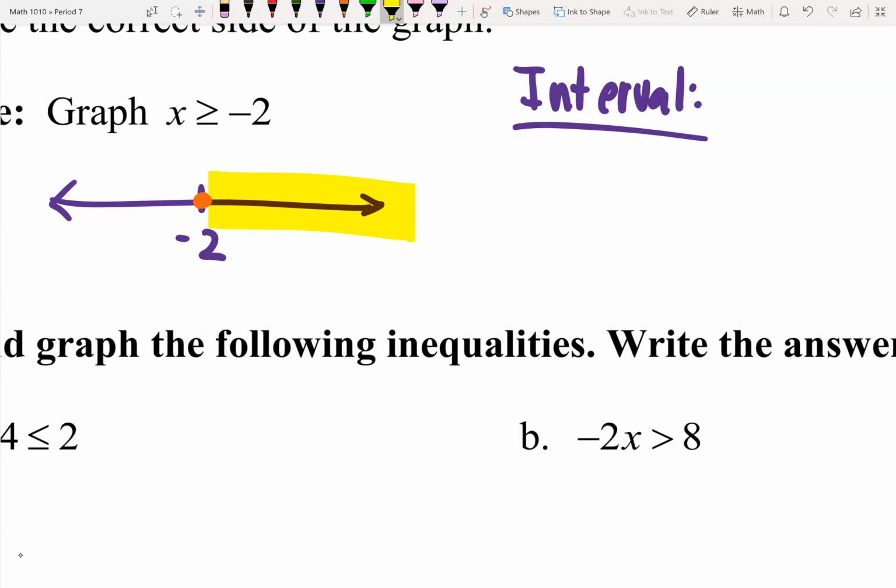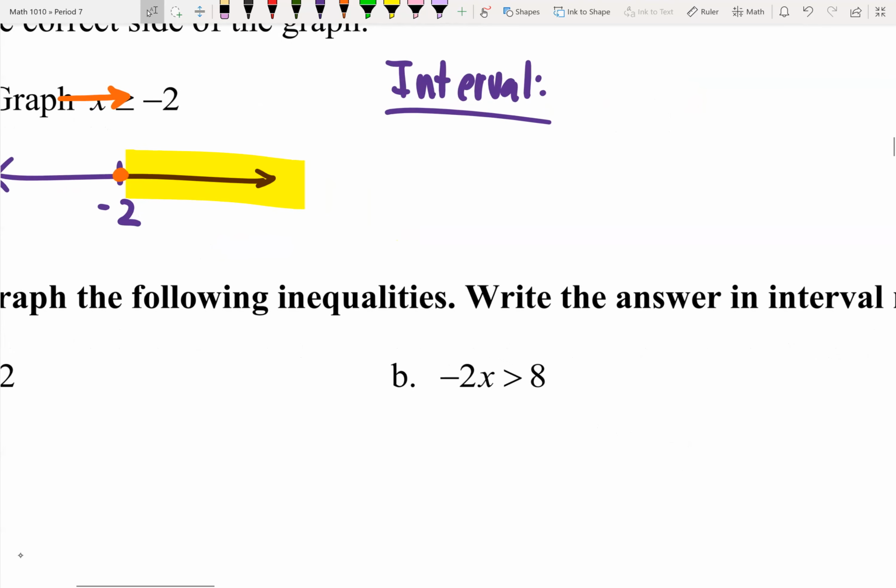If you ever get confused, watch how simple. Look at the symbol. See that symbol? Turn it into an arrow. What way does the arrow point? To the right. Okay? Now let's write it in interval form. The first thing that you write in interval form is not negative infinity with a parenthesis? Why not?